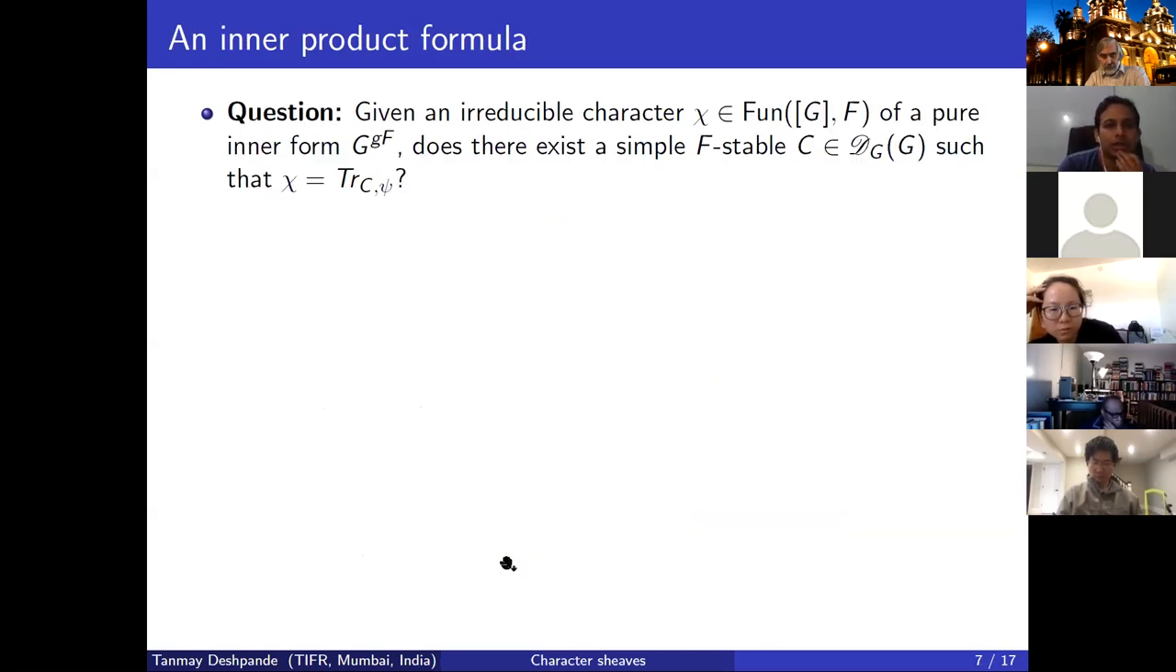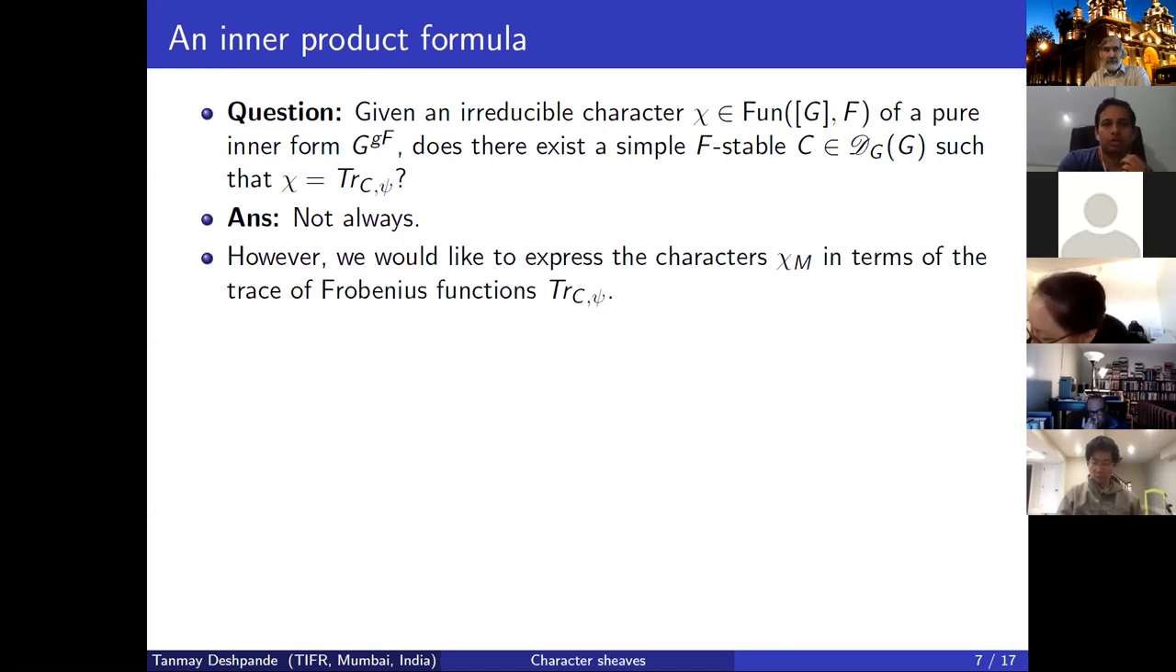So now the question is, given an irreducible character of some pure inner form, does there exist a simple F stable C such that this character can be obtained as the trace of Frobenius function using the sheaf to function correspondence? And of course the answer is not always, but then we try to go as close as possible. So we would like to study these characters of irreducible representations. These chi M's are the characters of the irreducible representations. We would like to study them in terms of the trace of Frobenius functions.